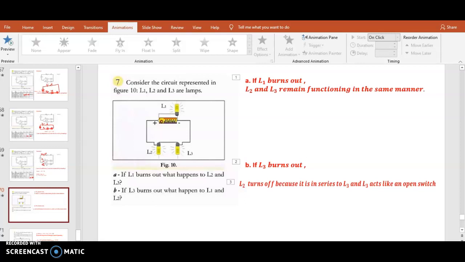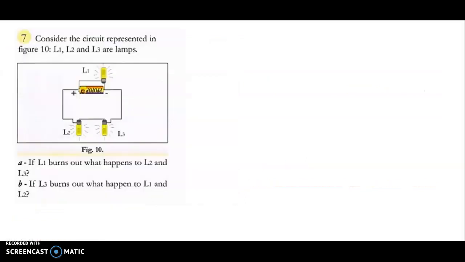Consider the circuit represented in figure 10. L1, L2, and L3 are lamps. Here they did not mention whether the lamps are identical or different, and we don't need to know whether they are identical or not in this exercise. Anyway, if L1 burns out, what happens to L2 and L3?